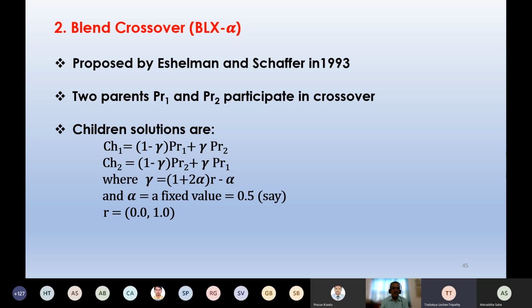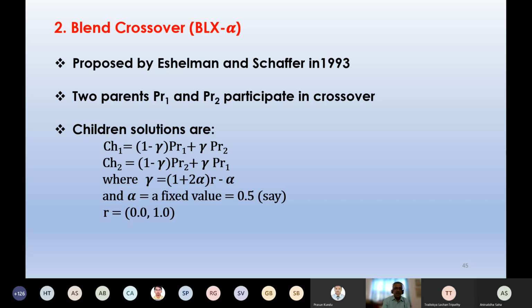Okay. Yes, sir. My follow-up question was, since gamma is dependent on the random variable r, which varies from 0 to 1, why can't we take the random variable in place of gamma? Yes, I can take it, there is no problem.